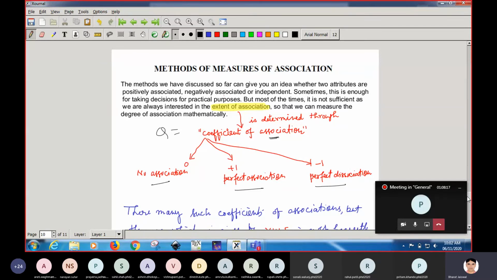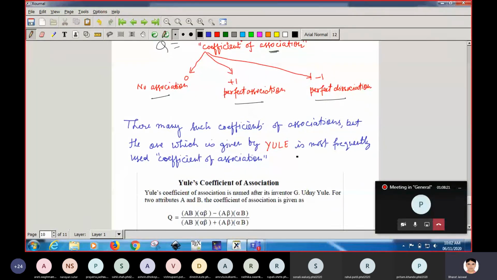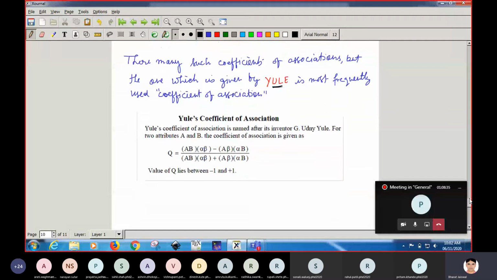So basically we will focus on the method which is given by Yule. There are many such coefficients of association, but the one that we are going to study is Yule's. Yule's is the most frequently used coefficient of association, and Yule gives that if there are two attributes A and B, then their coefficient can be calculated with the help of this formula. This is a very simple formula.